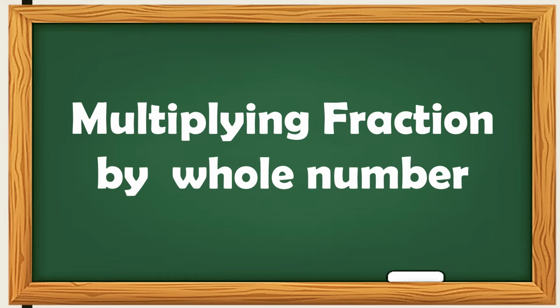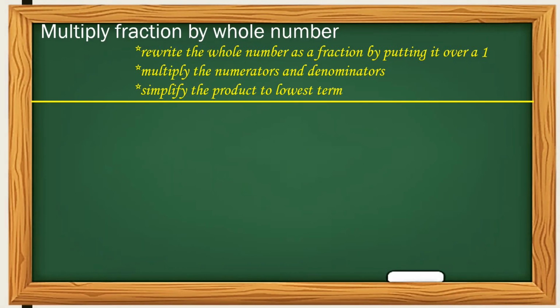So, ngayon, dumako tayo sa multiplying fraction by whole number. So, narito ang mga steps in multiplying fraction by whole number. First, rewrite the whole number as fraction by putting it over a 1 denominator. Second, multiply the numerators and denominators. Third, simplify the product to lowest term. Example, 3 times 4/5.